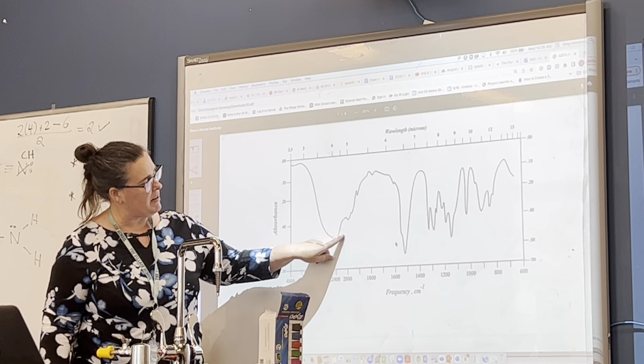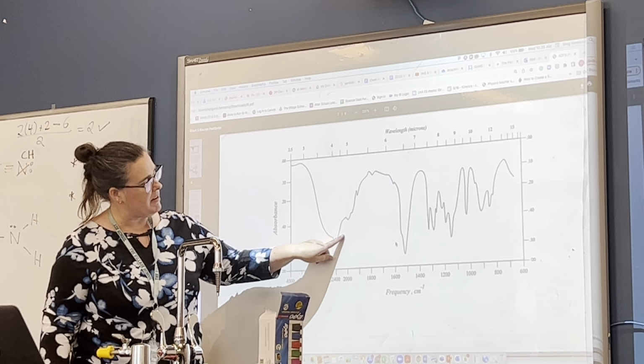What doesn't this molecule have? That will be a question as well. What is absent? It does not have a C double bond O. It does not have a C double bond C. This is not an alkene. It is not an aldehyde. It is not a ketone. It is not an ester. It is not a carboxylic acid.